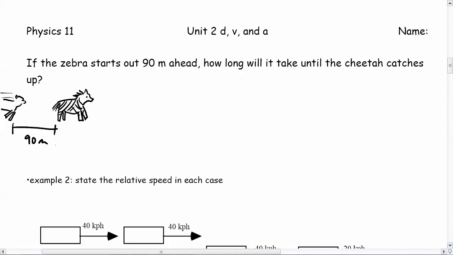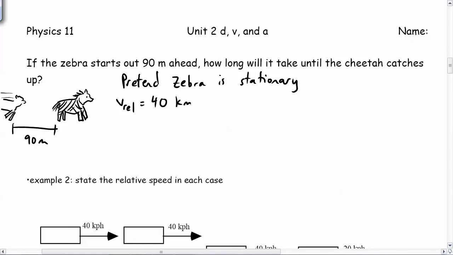So what we can do is we can pretend that the zebra is standing still. The relative velocity of the cheetah can help us to solve this problem. The cheetah is going 40 kilometers per hour faster than the zebra. So we can pretend like the cheetah is just going 40 and the zebra is still. The distance that they have to go is 90 meters. And we want to find out how much time that is going to take.